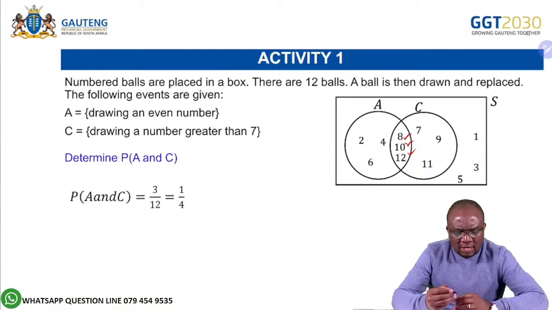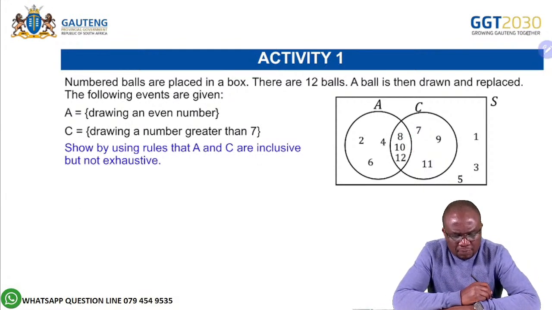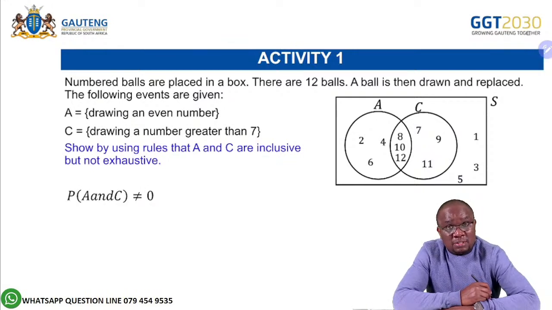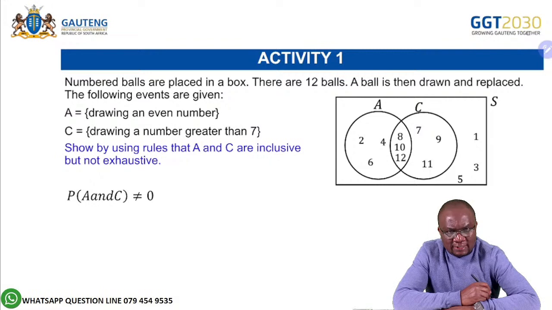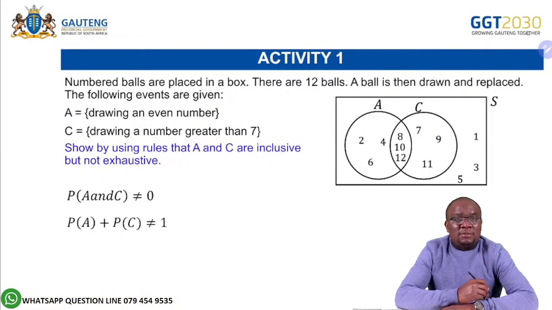Okay, so now you get a question to say, show by using rules that probability A and C are inclusive but not exhaustive. They are inclusive because the probability of A and C is not equal to 0, and they are not exhaustive because the probability of A or C is not equal to 1. Okay, right, you get such questions.